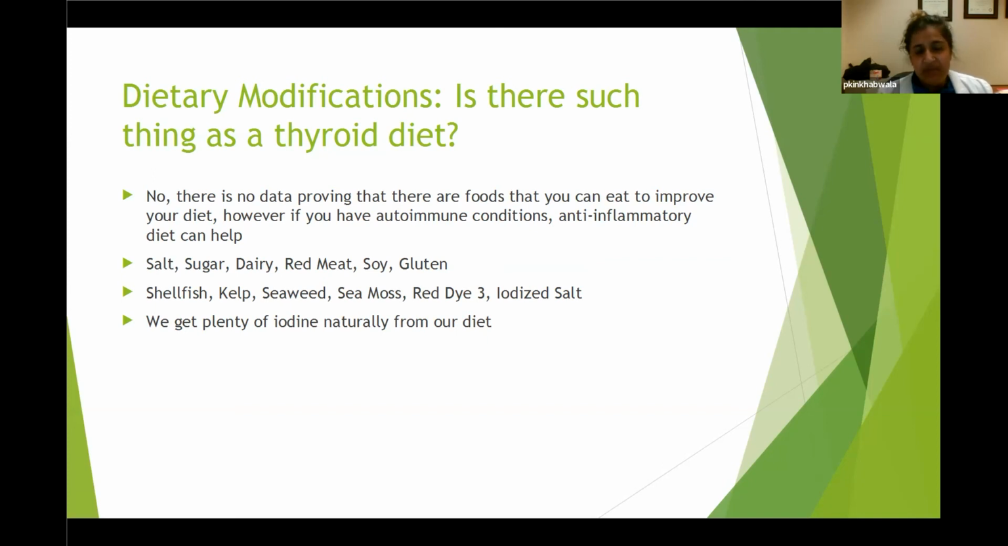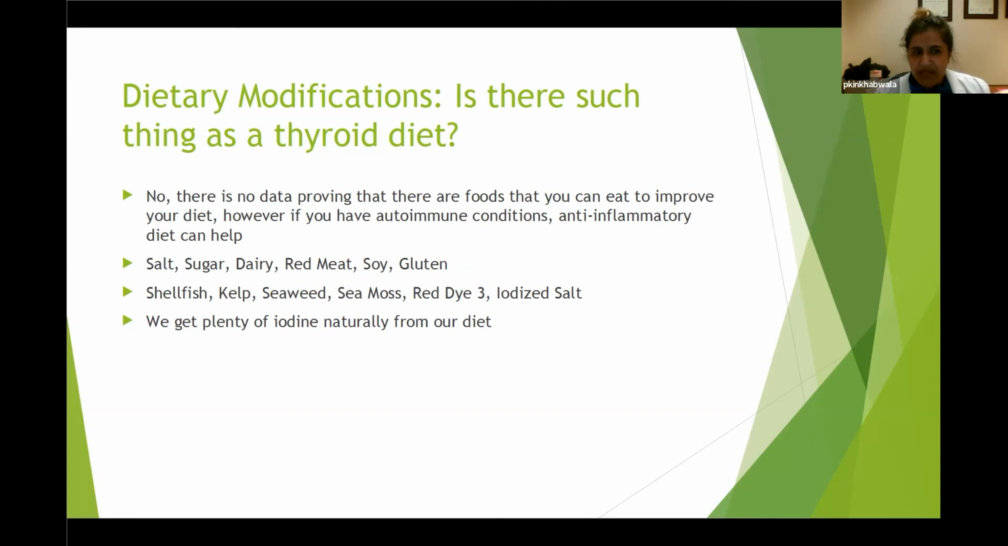The foods that tend to be most pro-inflammatory are going to be salt and sugar, number one, and basically anything processed. The more processed the food is, the more inflammatory it becomes. The other four that tend to be inflammatory are going to be dairy, red meat, soy, and gluten. Now, everyone's body is different. Everyone reacts to these foods a little bit differently.